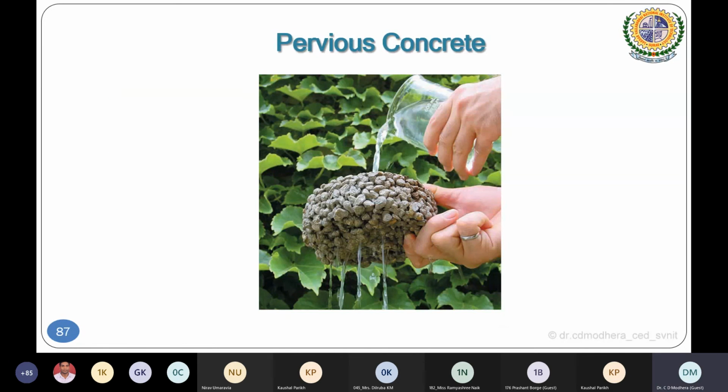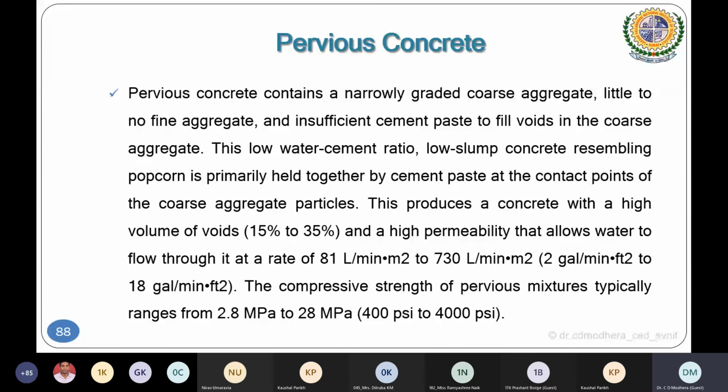So this is the pervious concrete. Pervious means it allows water to penetrate. It allows water, it can drain easily. That is the meaning. So pervious concrete contains narrowly graded coarse aggregate, little to no fines. Sand they are not using, and there is insufficient cement paste to fill voids in the coarse aggregate. This low water cement ratio, low slump concrete resembles popcorn, primarily held together by cement paste at the contact points of the coarse aggregate particles.